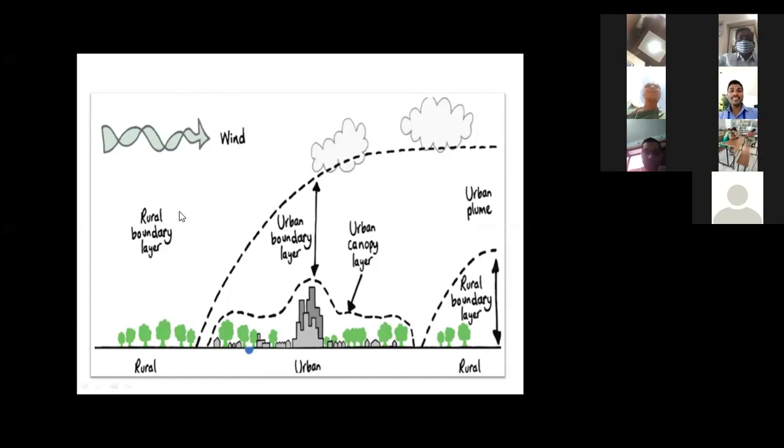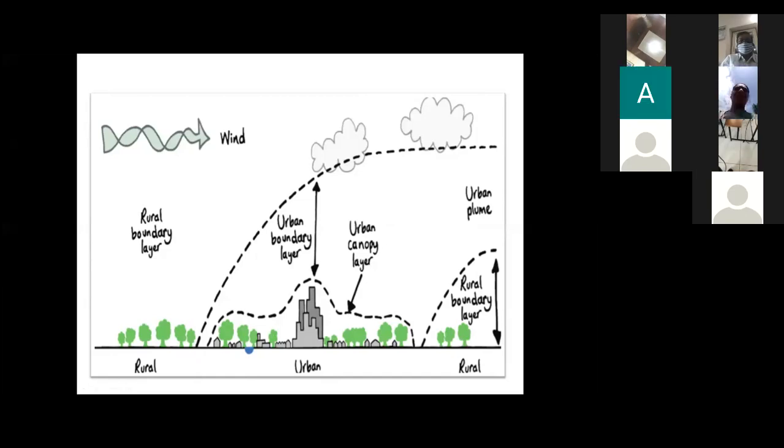We have a rural boundary layer here on the left side, and that is where the background pollution comes from. And this is our urban area, and the pollutants are carried by the wind. Look at it: you have more pollutants here, and then the pollutants are carried in this direction to the next rural area. Urban air pollution is not a local phenomenon, it is a global phenomenon.